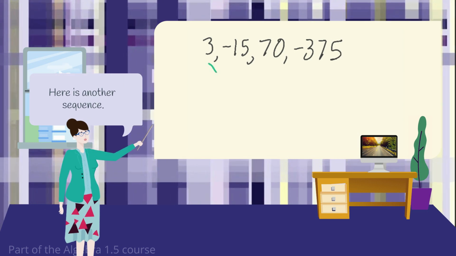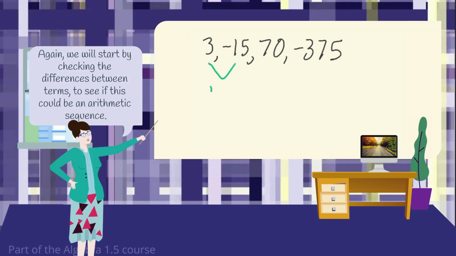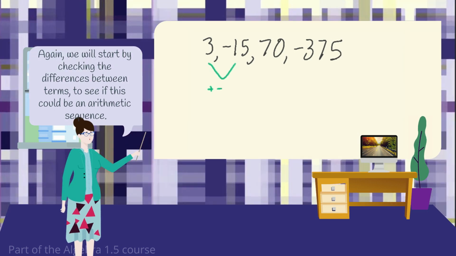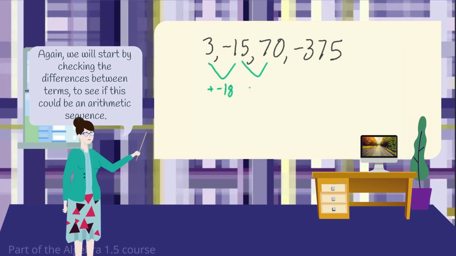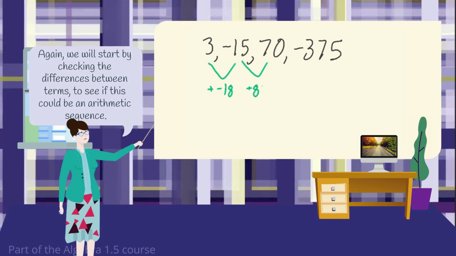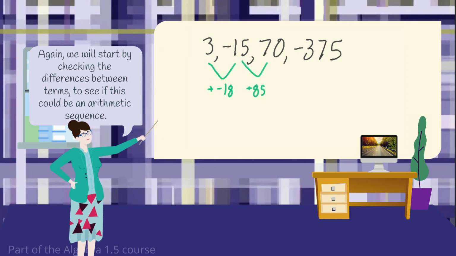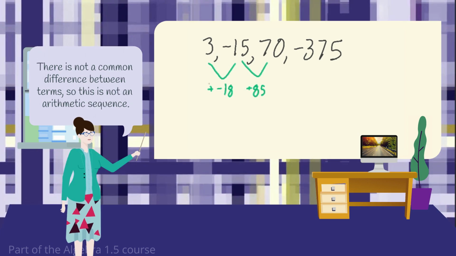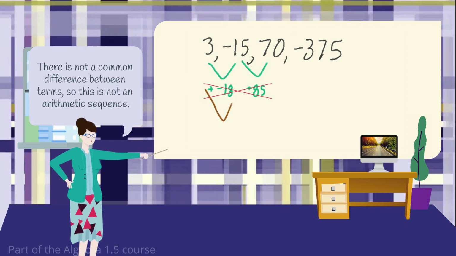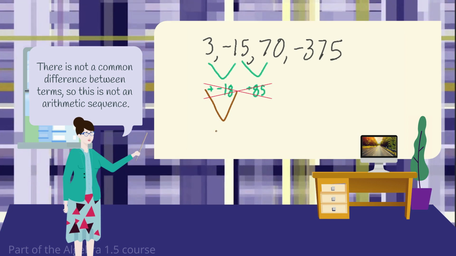Here is another sequence. Again, we will start by checking the differences between terms to see if this could be an arithmetic sequence. There is not a common difference between terms, so this is not an arithmetic sequence.